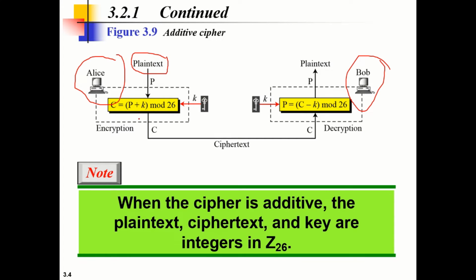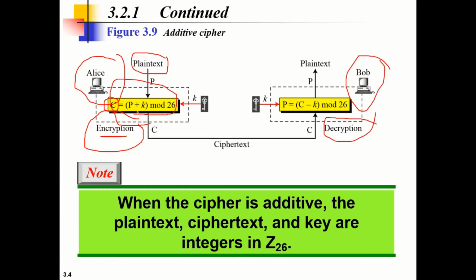So encryption will be performed at Alice's end and decryption will be performed at Bob's end. Now, with this encryption, what are we getting? We are getting the cipher text, right? And this cipher text we get with this expression.